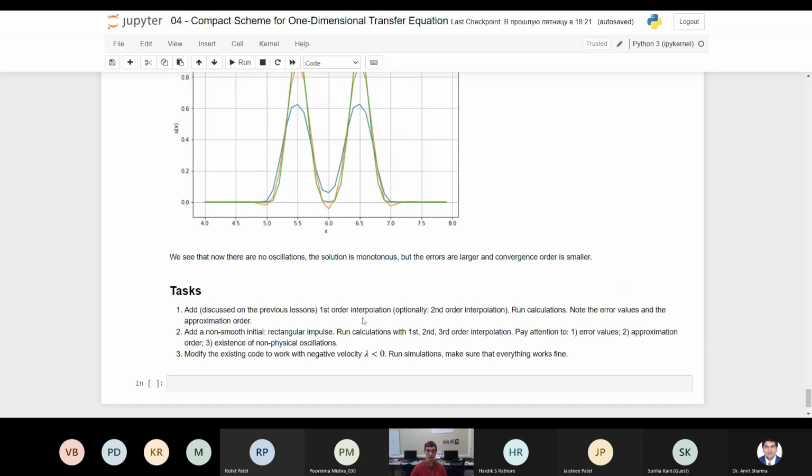And another possible task is to modify this code to work with the negative velocity. Basically, you will have to interpolate using values in the current point and in the point to the right. So that is all for today.